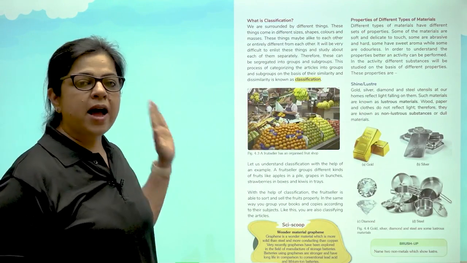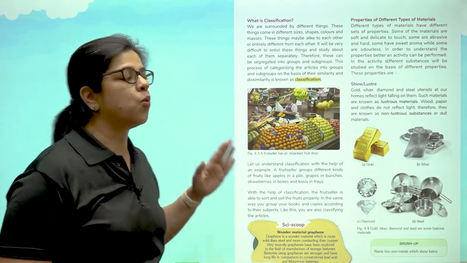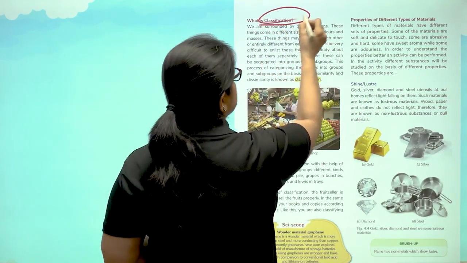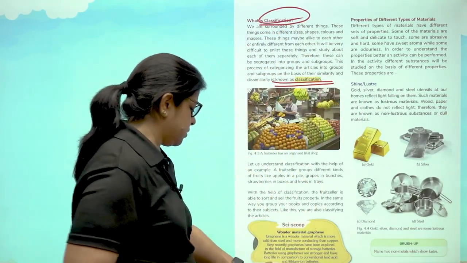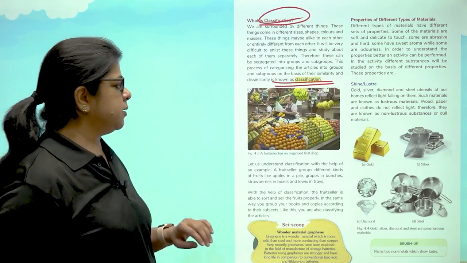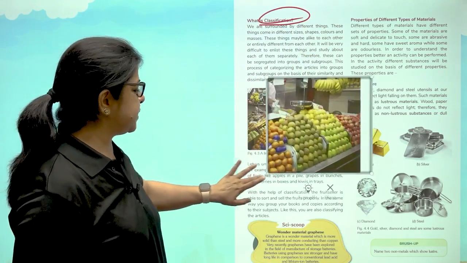Now children, having learnt all this, let us understand what is classification and what is the importance of classification. So as we see in this picture, this is the shop of a fruit seller.